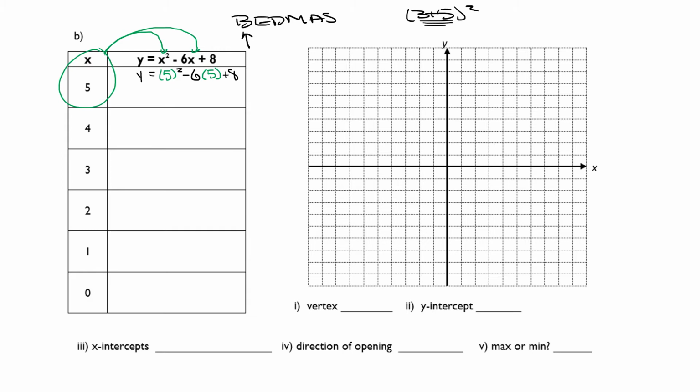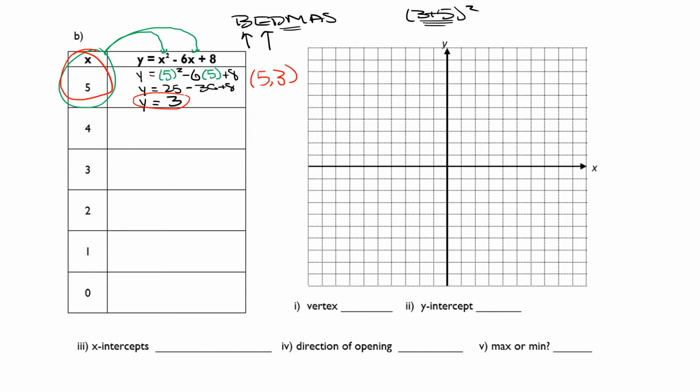So next thing I'm going to do is go to the E in the order of operations, which is exponents, and that's going to give me this 25 right here. Since that's the only exponent, I am going to go ahead and do my division and multiplication. That's minus 30 plus 8. And what is 25 minus 30 plus 8? You can use your calculator if you want to. It's 3. So after all that work, I had an x value of 5, and I got a y value of 3. So I have my first coordinate.